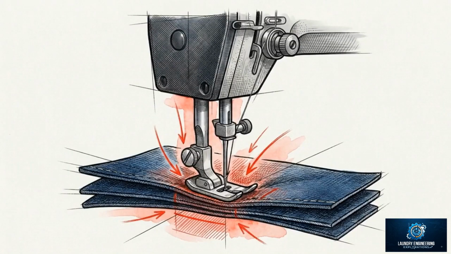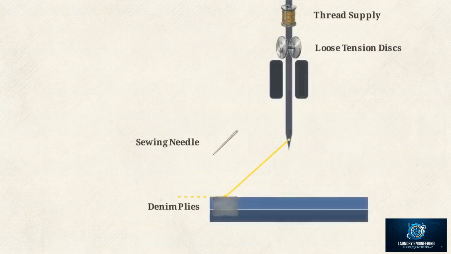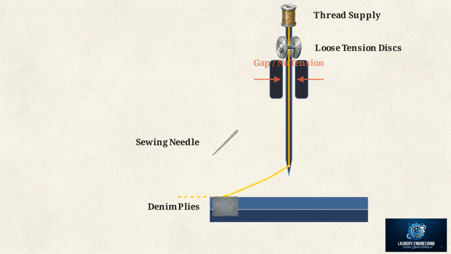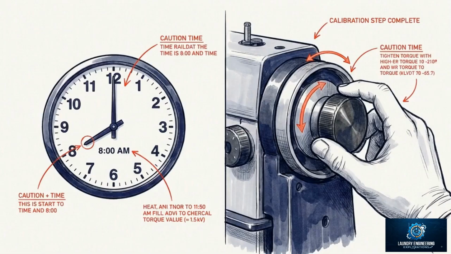The root cause here is mechanical. Before running heavy plies of denim, the machine operator failed to check their stitches per inch, or SPI, gauge. Improper thread tensioning means the loose bobbin or needle tension discs lack the friction required to pull the final stitch tight against the fabric. The mandated corrective action requires factory management to enforce strict mechanical tension calibration at the start of every single shift.